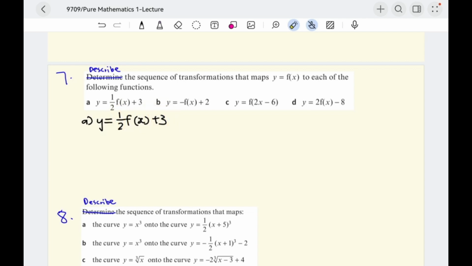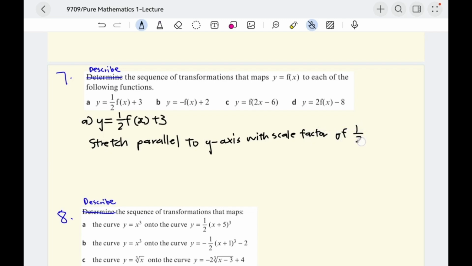Let's say in an ordinary f(x), I multiply by half. What does it mean? There is a stretch parallel to the y-axis with scale factor of half. You must label it as the first order. You must write it like this in order for the examiner to give you the marks.